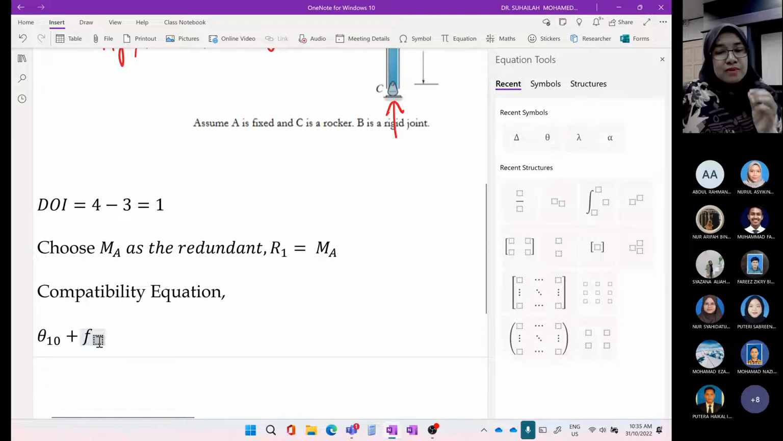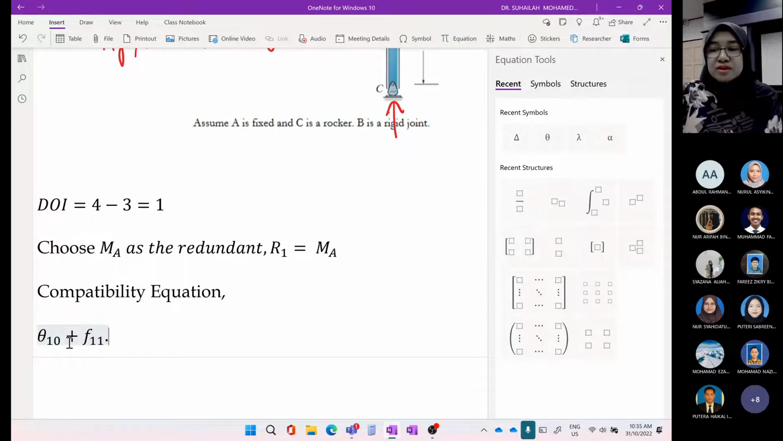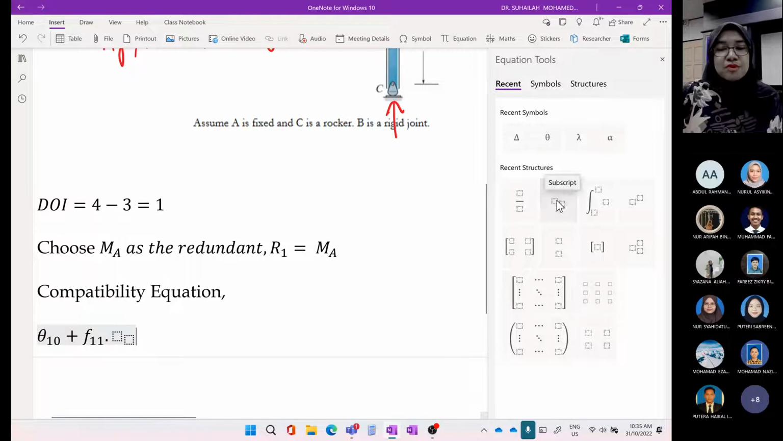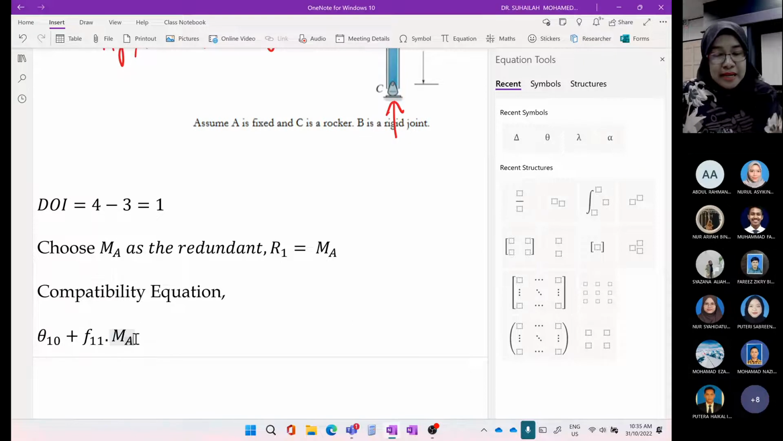Okay, so F11 because we use theta 1 knot. If we use theta A knot, it is FAA. And F cannot stand alone. We have to multiply with the redundant. It is actually R1 here, but we change to MA. We put the redundant name directly.